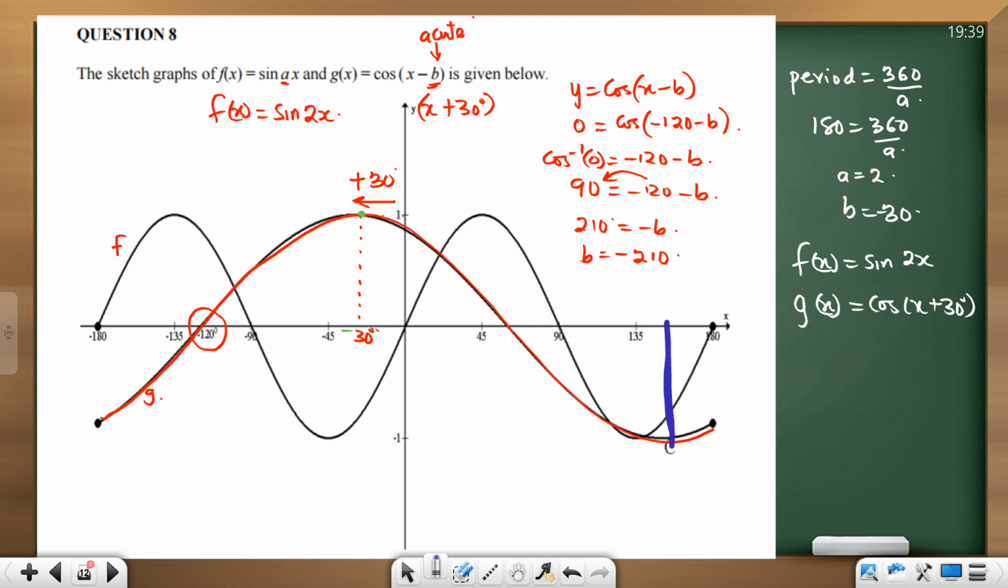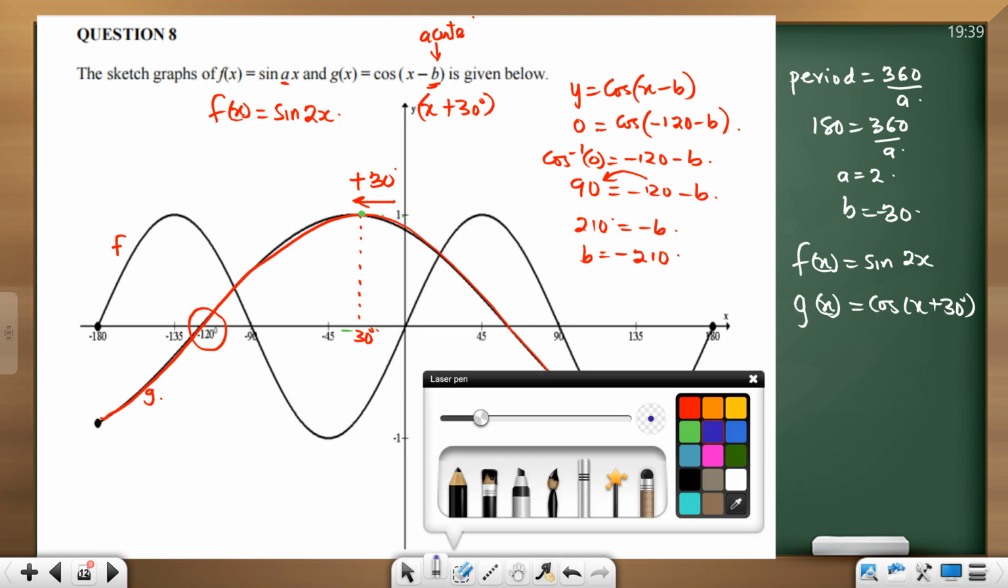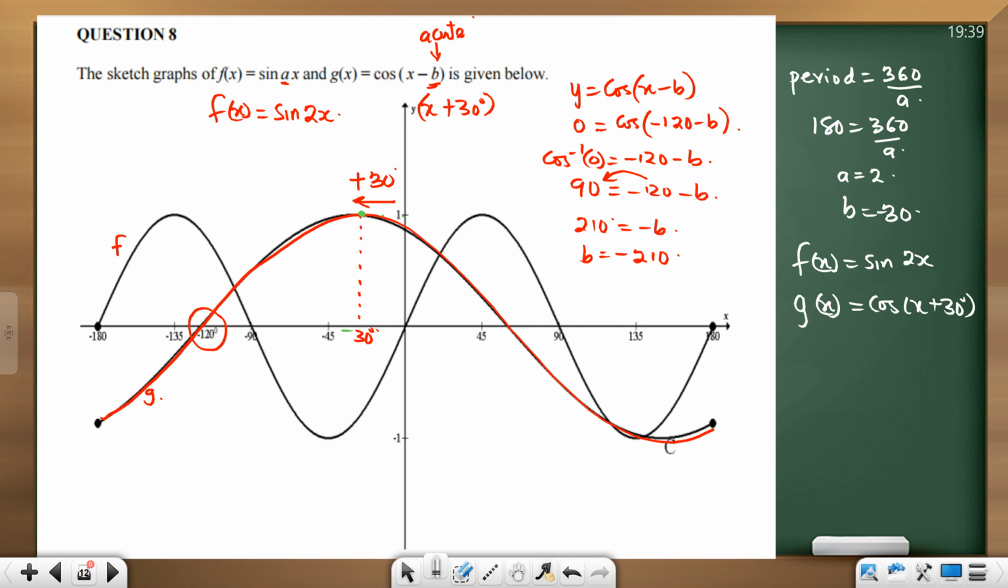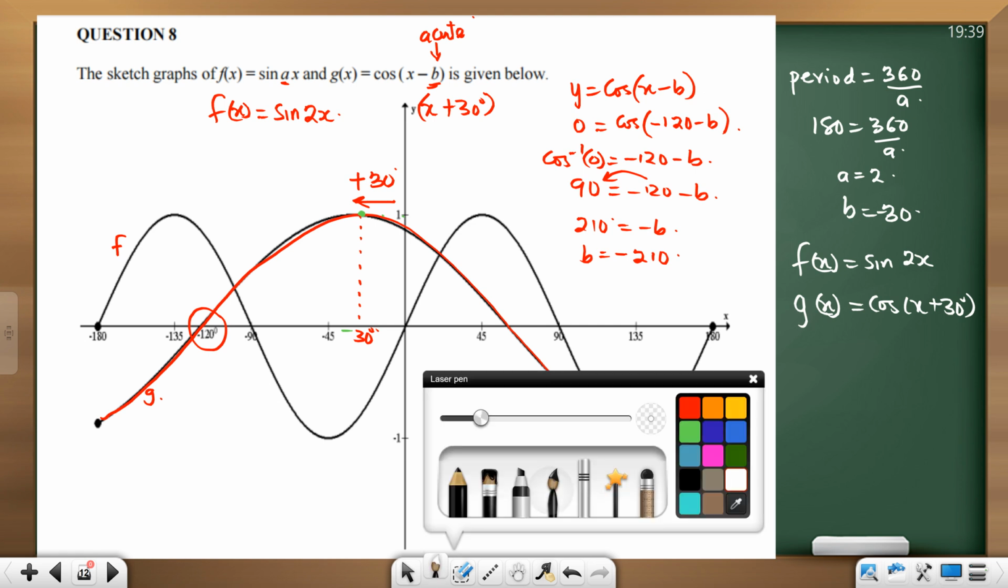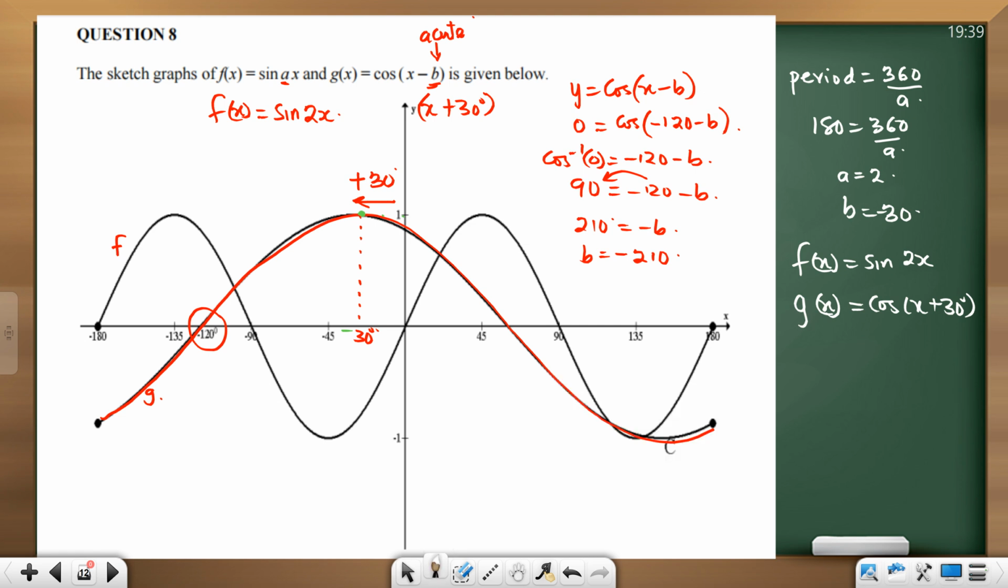The question is, what is the x value? Don't forget, this graph has shifted by what? 30 units. So you shift all the mother graph values by 30. But in case you don't know the mother graph value, let's work it out. Our g of x is y value, right? So what do we have? Negative 1 equals to what? Cos of x plus 30. Arc cos of negative 1 is x plus 30.